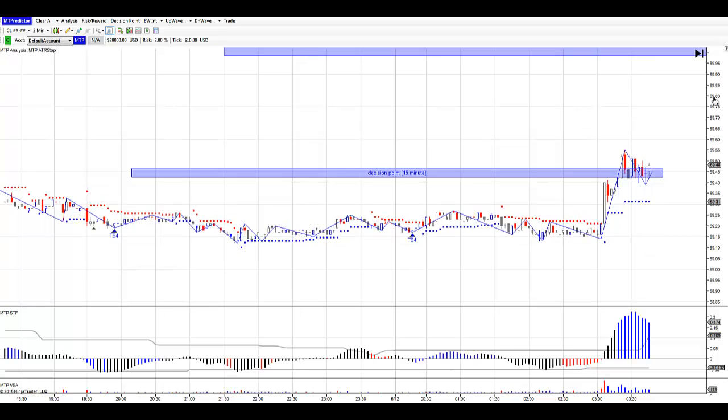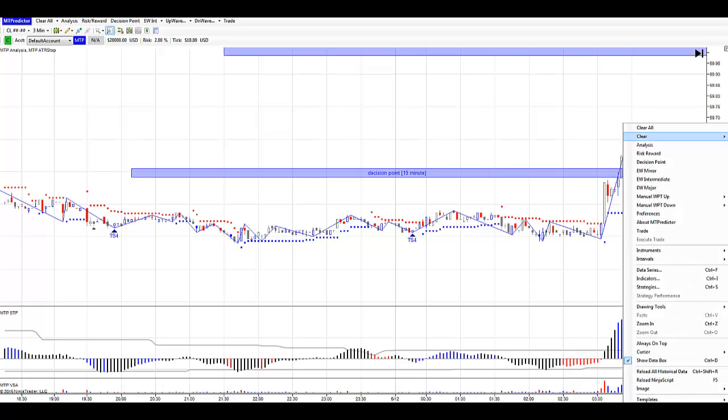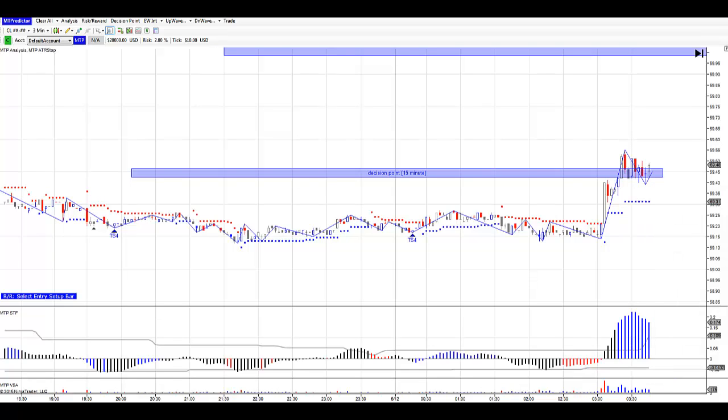Alright, so that's the setup, if you will. The move into the resistance level, closing above the level. We had two consecutive closes above the level. We had one here, we've got one here, and also on the 15-minute chart. We can set up a trade using a risk reward tool.